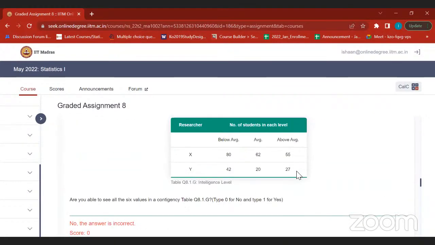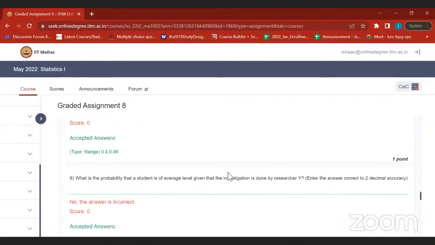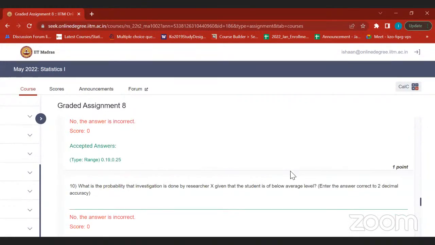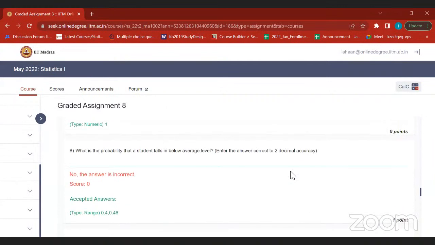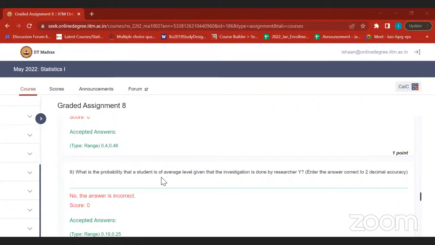Okay, moving further. Question number 7. You have to do it. Question number 8, 9, 10. Sir, in this, the 7th is right, but 8th, 9th and 10th I would answer is wrong. Okay. But is the probability that the student is average level?